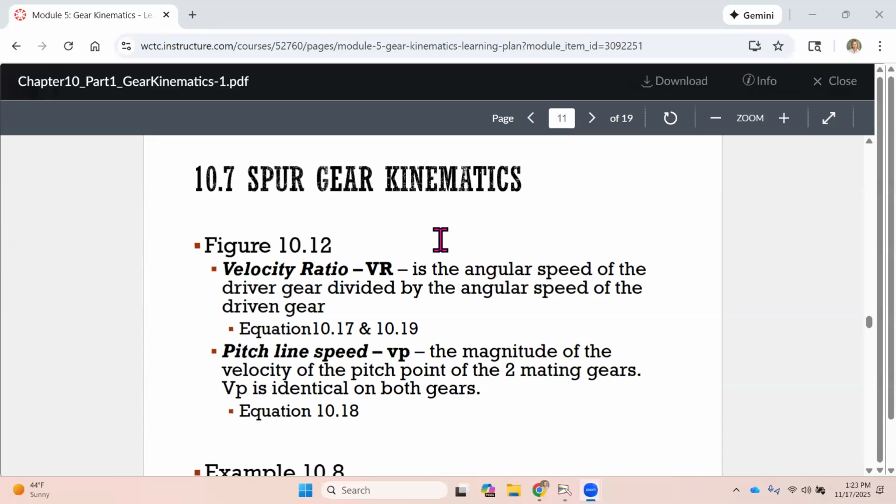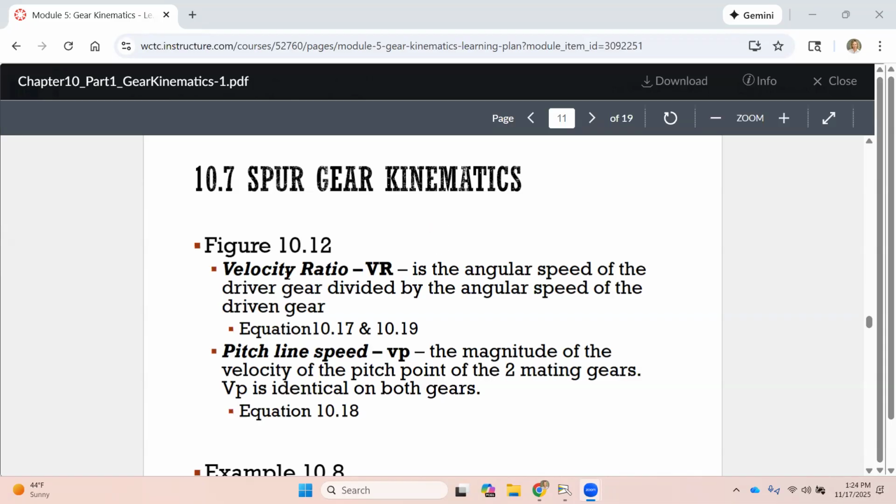Okay, so now we're going to skip forward to section 10.7. Section 10.7 is going to look at spur gear kinematics. Now, again, kinematics is the study of motion without regard to any forces. So we're going to look now more specifically at when we have two gears that are in mesh with one another. How are they reacting to each other rotationally, if you would?